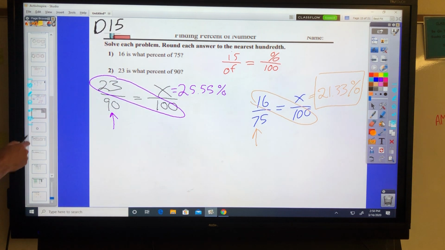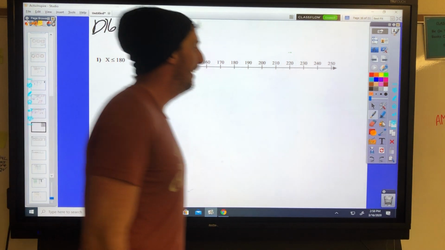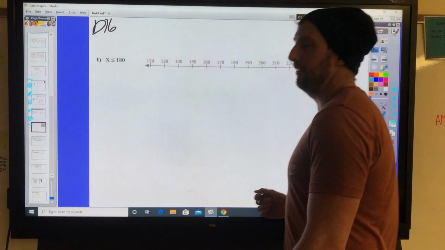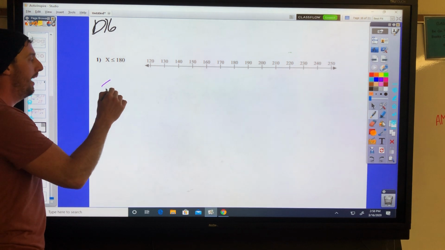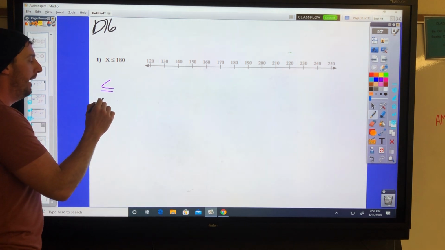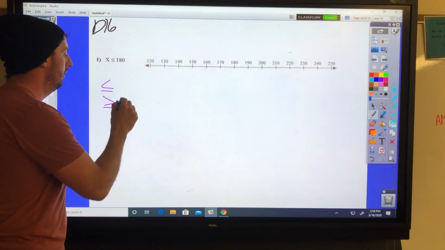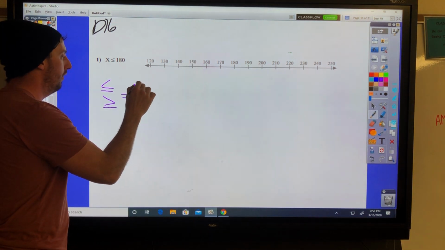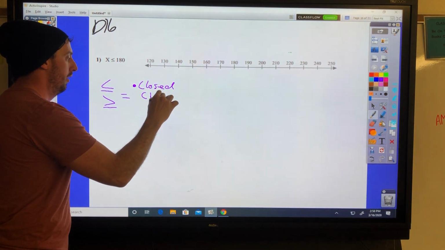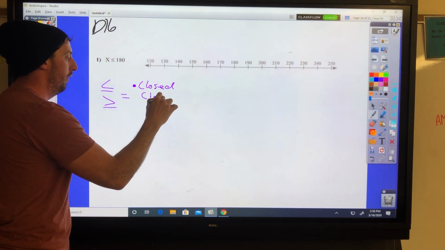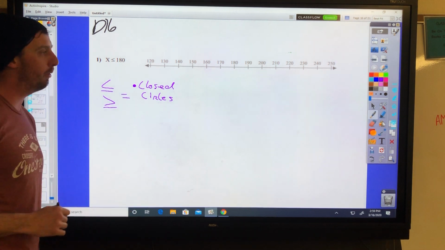Day 16. Ah, here we go. Graphing inequalities. This is a lot of fun. All right? Let me tell you, it's a lot of fun. All right, remember. Let's go over some rules real quick. We have less than or equal to. We have greater than or equal to. Both of those are closed circles. My handwriting on here is so bad. Closed circles, all right? And those are both greater than or equal to.